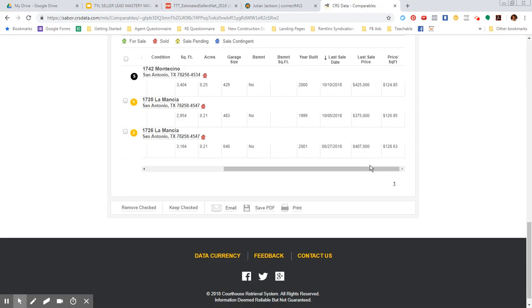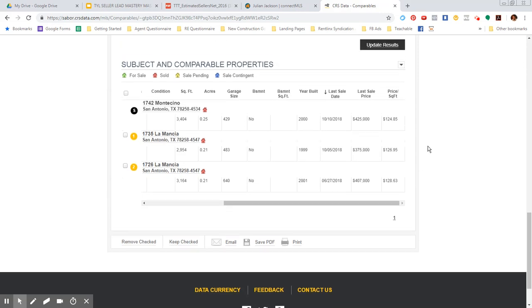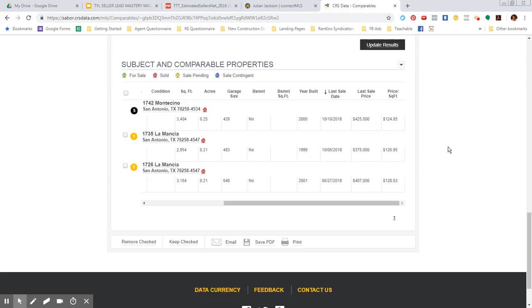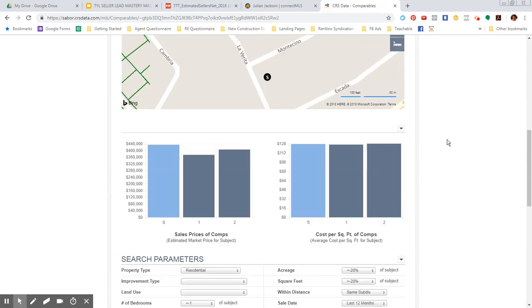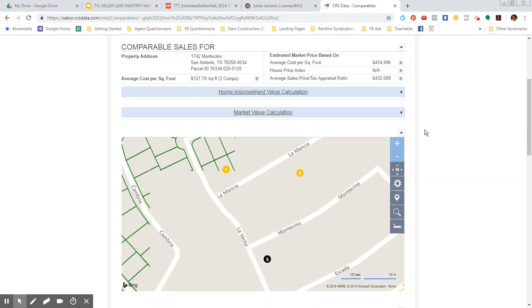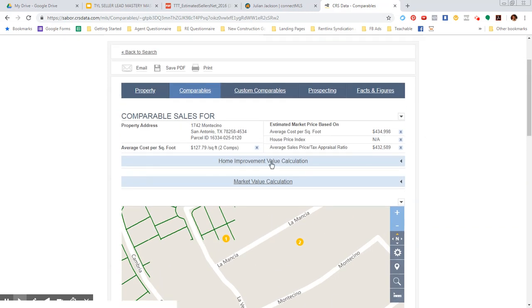So if I was going to try to sell the house next year, so far, just looking at these numbers, 128, 126, 124, that's very reasonable. So I look at that 432, 434, and I have to determine if in fact, that's good enough for me. Because it's only 2 properties, I want more data.